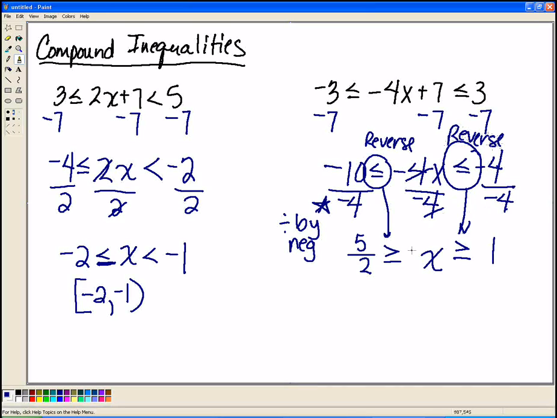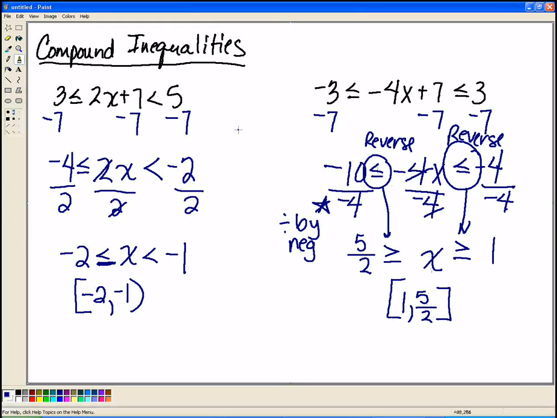Okay, and now we can write this in interval notation. What's the smallest value x will ever take on? 1. What's the largest value x will ever take on? 5 halves. I have equal signs with both, so I'm going to use square brackets.